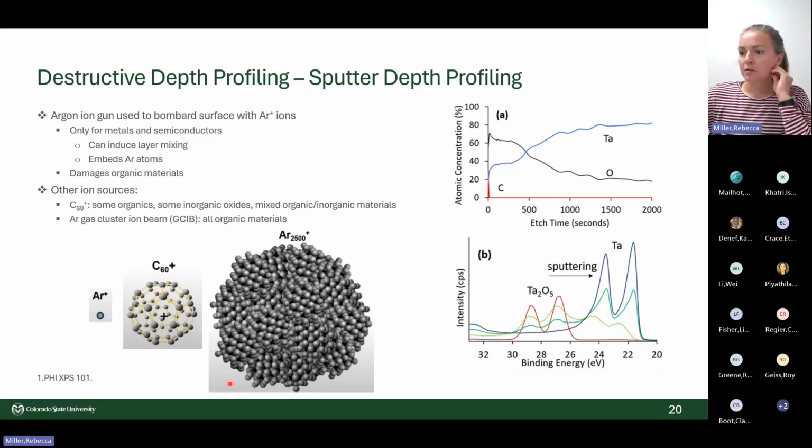I've put these other two ions up here, a buckyball C60 ion, and then this gas cluster ion, because these are some newer technologies in XPS for sputtering. The larger atom cluster is used for sputtering organic materials, solely organic. It's not strong enough to sputter inorganic materials. And then the C60 is used for mixed systems.